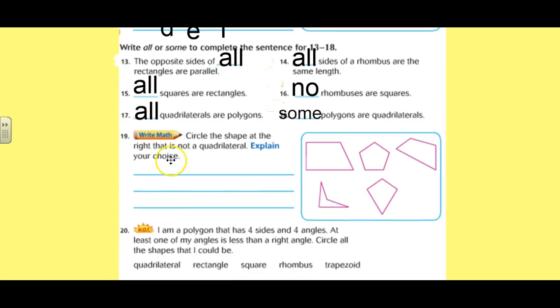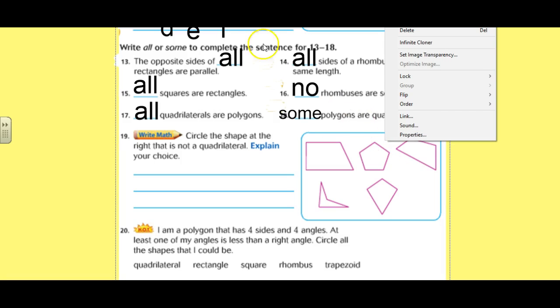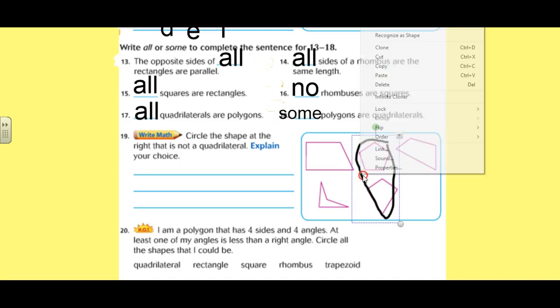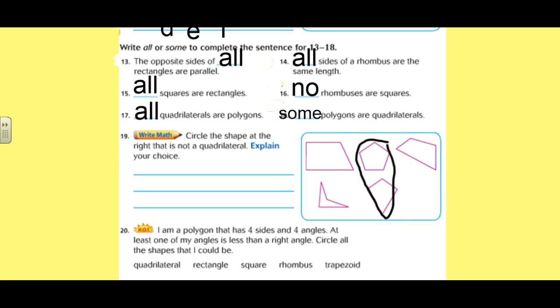It says, circle the shape at the right that's not a quadrilateral and explain your choice. So it's pretty much explain why you circled that it wasn't a quadrilateral. What makes it not a quadrilateral? So if you remember, quadrilaterals have to have 4 sides. So you're going to be looking for the shape that doesn't have 4 sides. So that's going to be this shape right here. And I know that's like a weird circle. It's just because of my computer, and I'm not even going to try again.